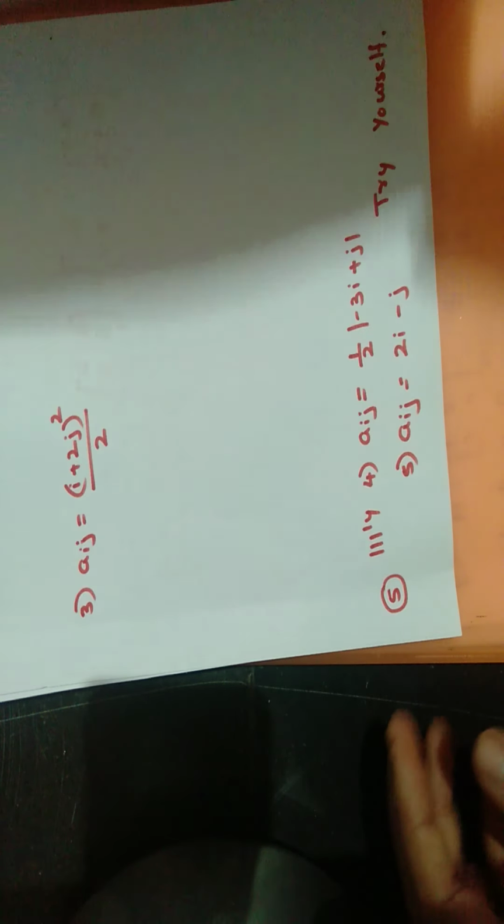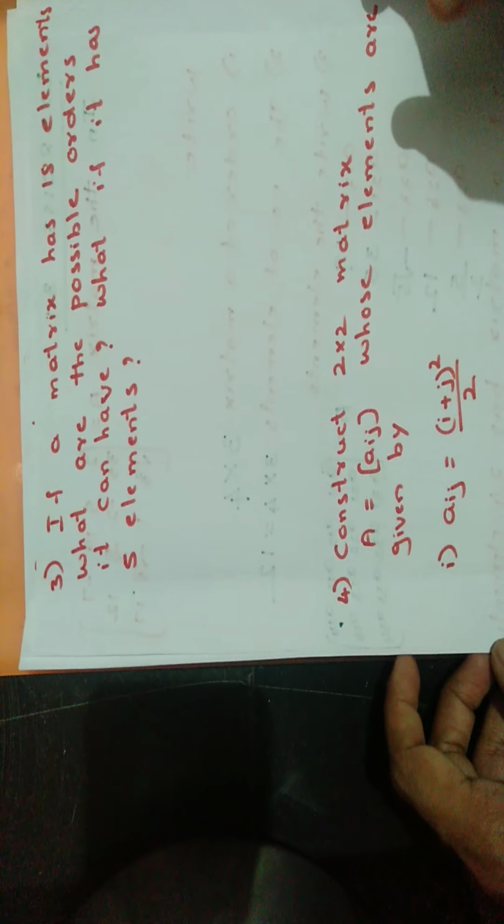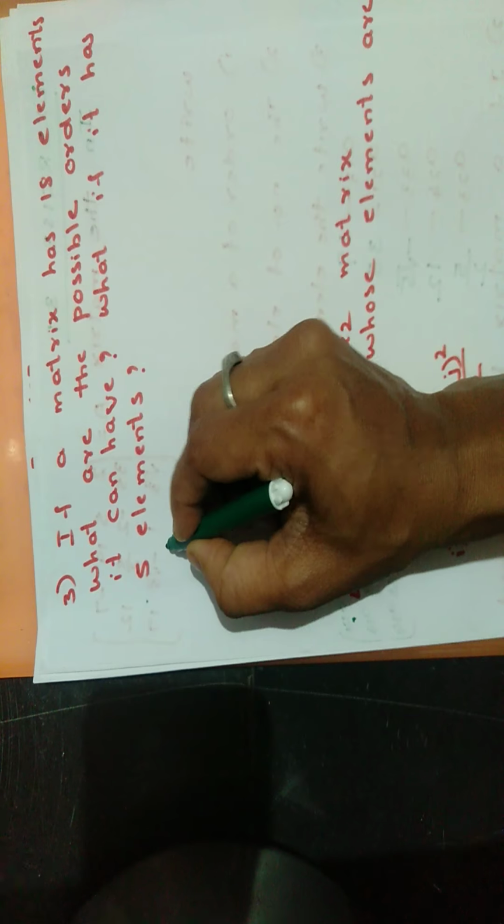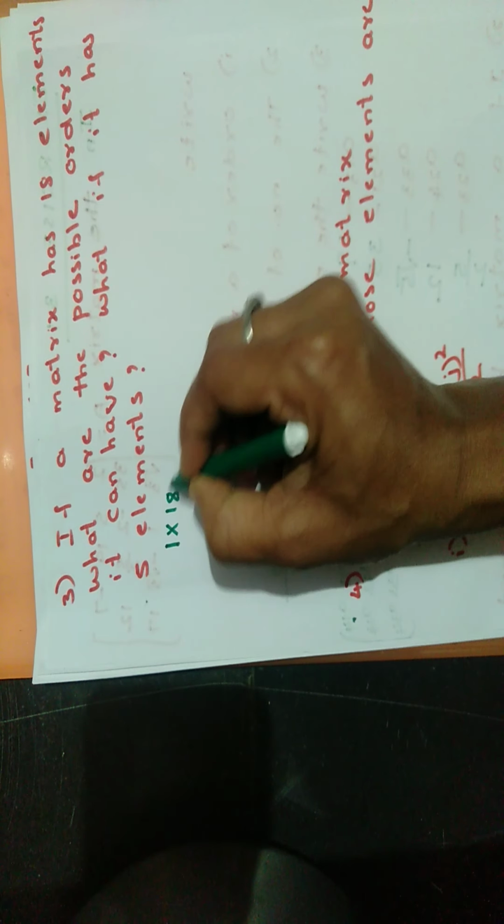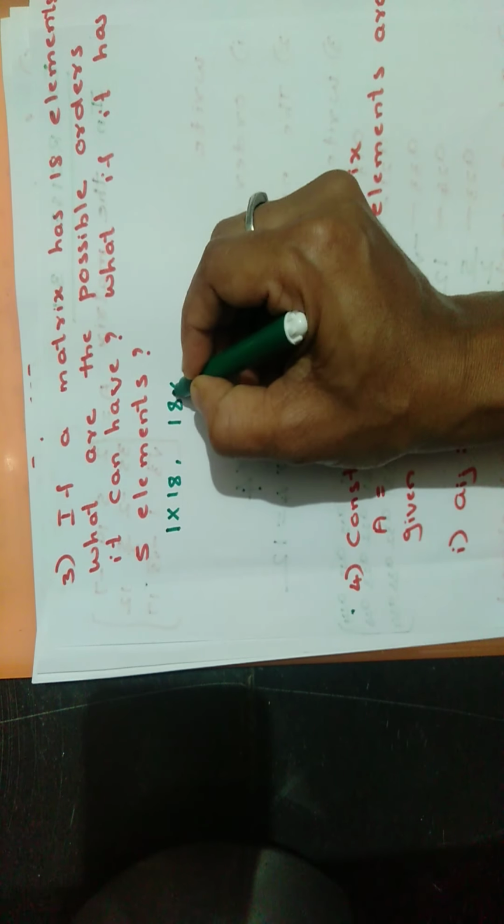Next we consider the third question. It is a similar type of example: if a matrix has 18 elements, what are the possible orders it can have? So here the matrix has 18 elements, starting from 1 into 18, and we also write 18 into 1.